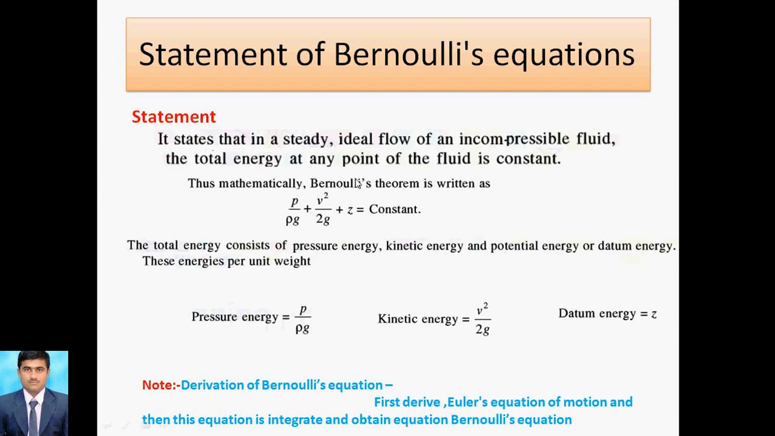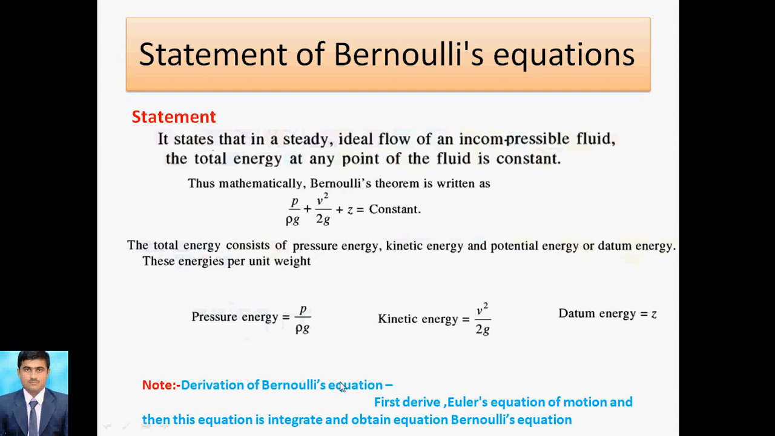So as we know, mathematically Bernoulli's theorem we can write as P by rho g, that is pressure energy per unit weight, or you can say pressure energy. Then V square by 2g, that is velocity head, or you can say kinetic energy per unit weight. Plus Z, that is potential head. So as per this, we can take the addition of these: P by rho g, V square by 2g and Z.